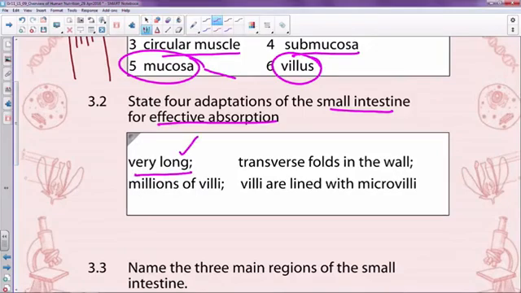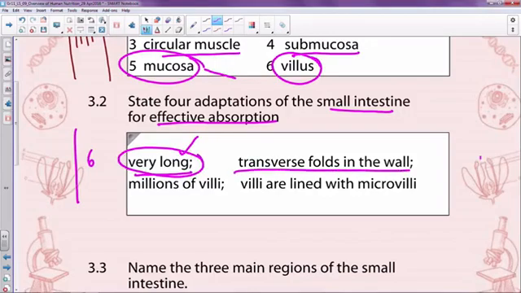The total length of the digestive system, the alimentary canal, is about 6 meters, of which the longest part is the small intestine. It's made up of transverse folds in the walls. And these transverse folds, guys, if you look at these folds, they basically increase the surface area to make the process of absorption more effective.